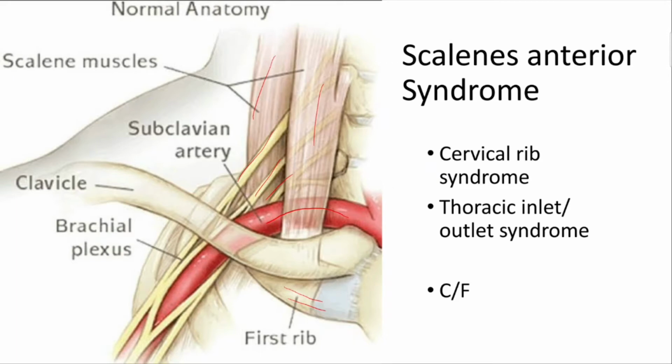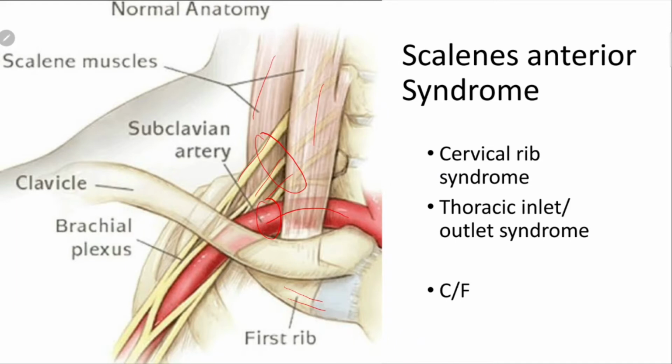Clinical features are numbness, tingling and pain along the medial side of the forearm and hand, and wasting of the small muscles of the hand due to involvement of the lower trunk of the brachial plexus. There may be ischemic symptoms in the upper limb such as pallor and coldness of the upper limb and weak radial pulse due to compression of the subclavian artery.